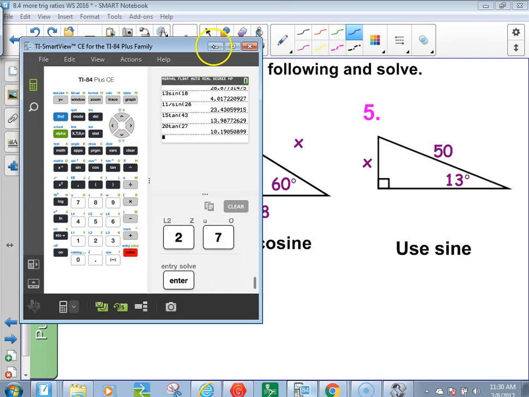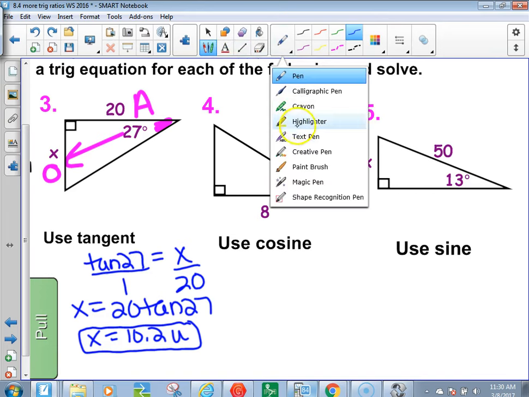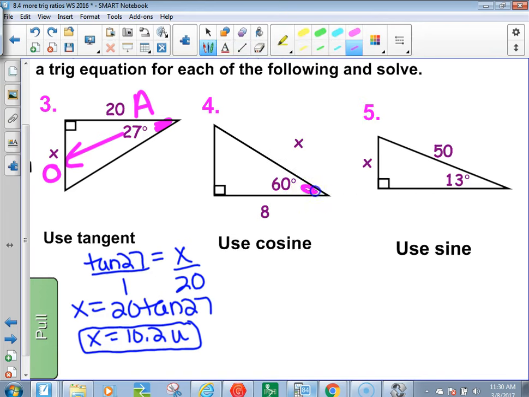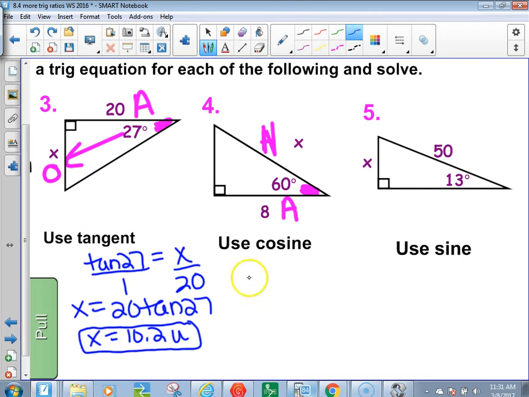Okay, yes, 10.2 units. Well, this is your adjacent leg. This is your hypotenuse. It's already telling you to use the cosine, and that's because we have adjacent and hypotenuse. Cosine of 60. Did you get 16? Then you did it right.